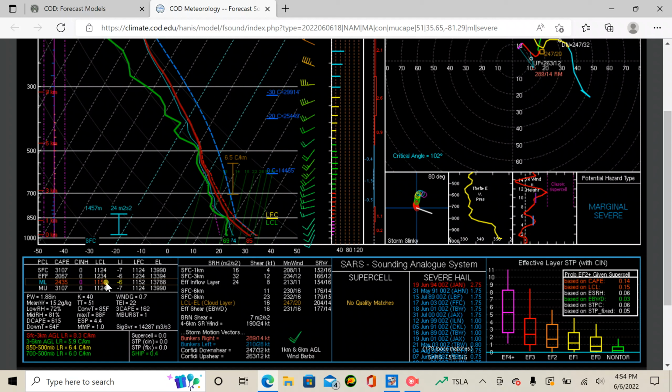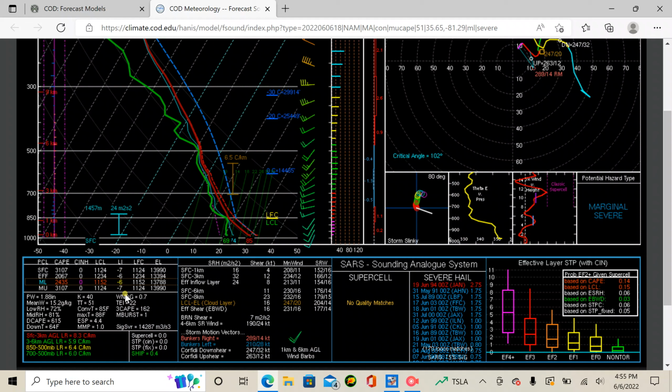And the LCL is the lifted condensation level. It means how high the storm's bases are going to be. In this case, they are around 1,100-ish feet, meaning this would be a good day for damaging winds, but usually not tornadoes. Usually tornadoes have much lower bases, so they don't have such a long way to go from the storm's base to the ground.